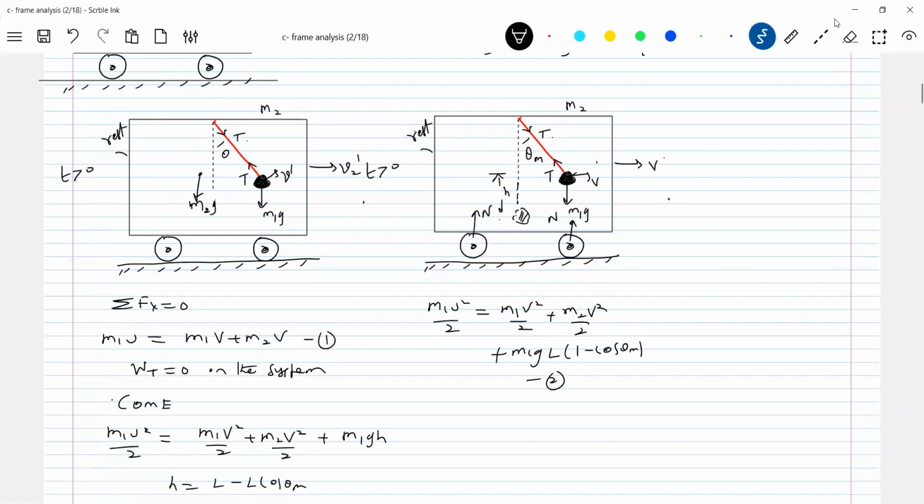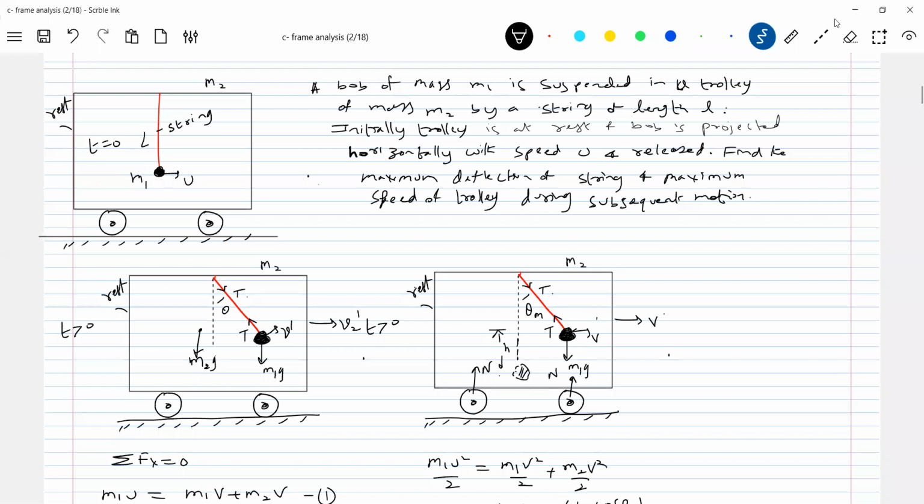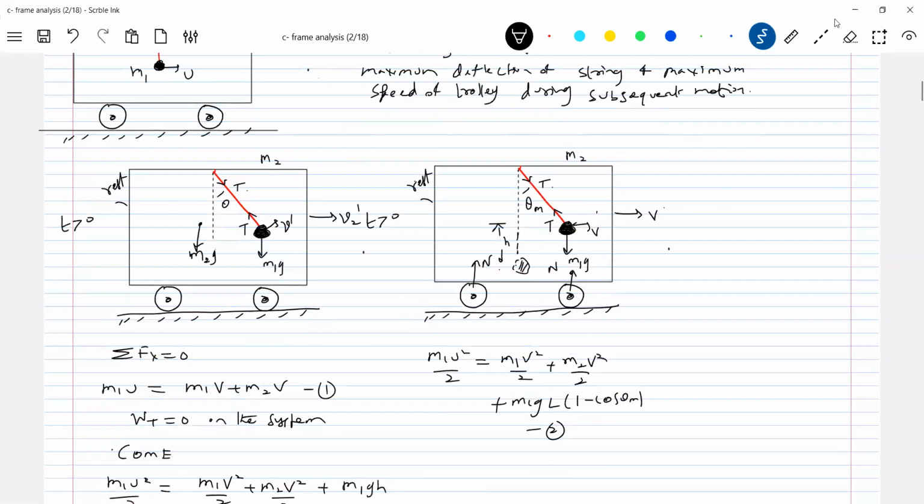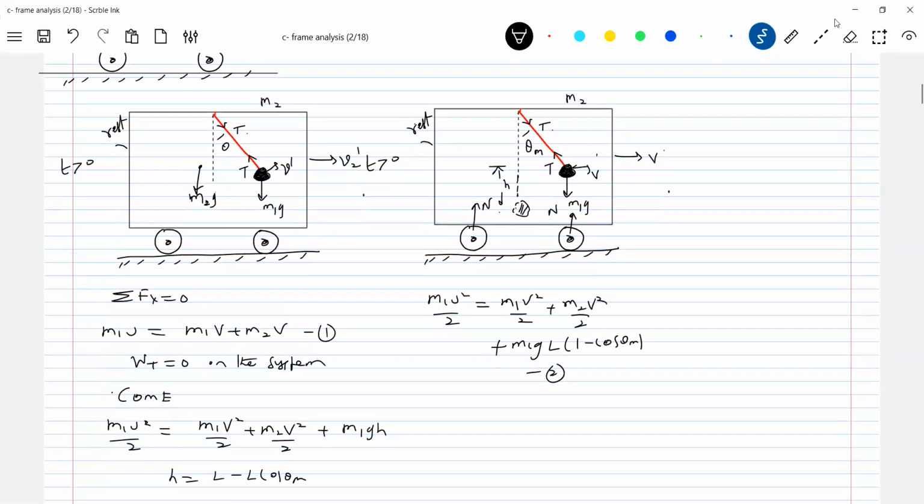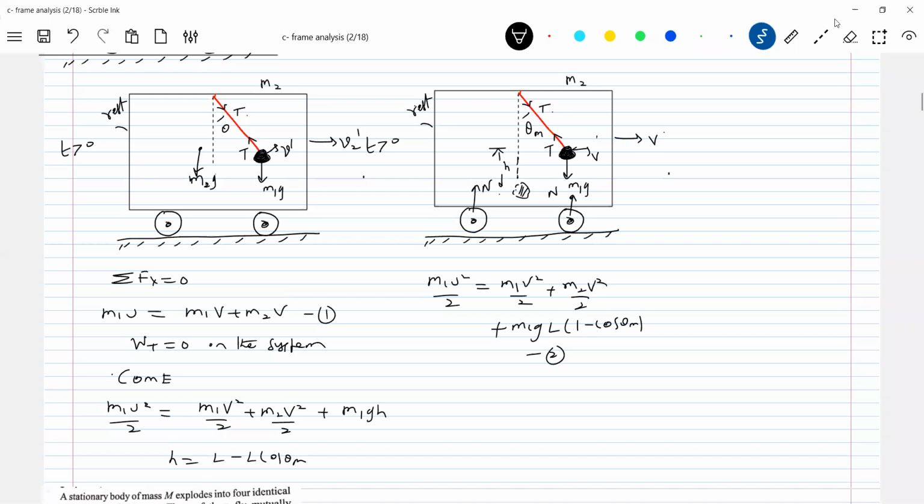After this, you see one more thing is asked. What is it? The maximum speed of the trolley during subsequent motion. What will happen to the bob here? Will it be there only? So it will start swinging, no? As it starts swinging like this, how will the tension be acting on the trolley? It will still be towards right. So what will happen to the trolley? The trolley will accelerate, no? So the velocity of the trolley will further increase.